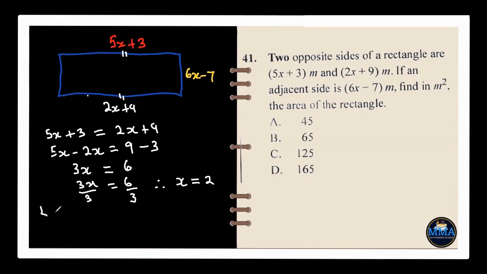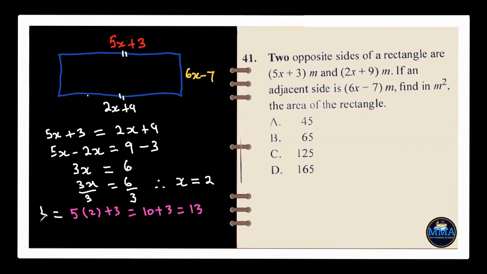Now, let's get the length. The length of this rectangle is going to be 5 times 2 plus 3. That will be 10 plus 3, and that will be 13. Remember, you can also use this 2x plus 9 to get it. That will be 2 times 2 plus 9. That's 4 plus 9, and it will still give 13.